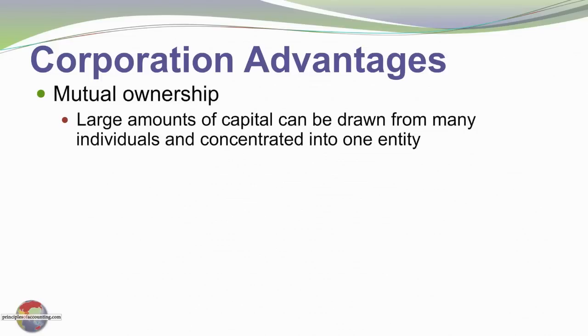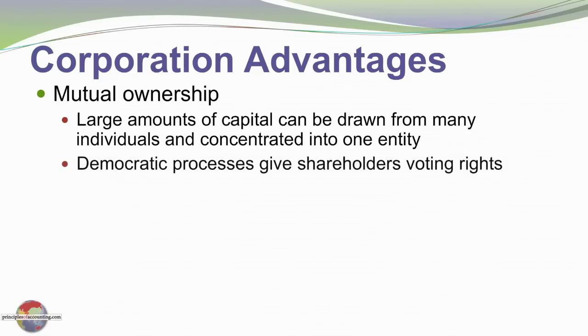Well, large amounts of capital can be pooled together from many individuals and concentrated into a single entity, something one individual, a sole proprietor, or maybe just a few people that choose to form a partnership could not otherwise do. Furthermore, the mutual ownership is facilitated through a democratic process. Typically, the common stock of the company, not always, but typically is voting so that they're able to do things such as elect the board of directors who hires the officers and so forth. It gives the ownership a democratic process.